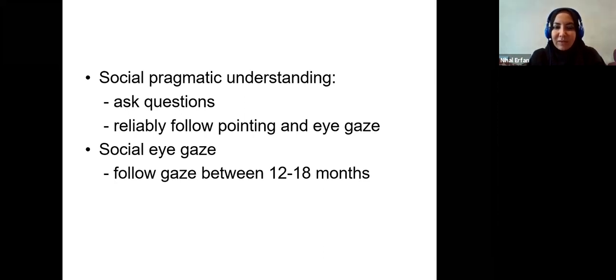Social pragmatic understanding, they're able to start to ask questions. They're following point and eye gaze, okay? And then following gaze is between 12 to 18 months. So these are important milestones for you guys. I'm just kind of reiterating them so you don't forget them.